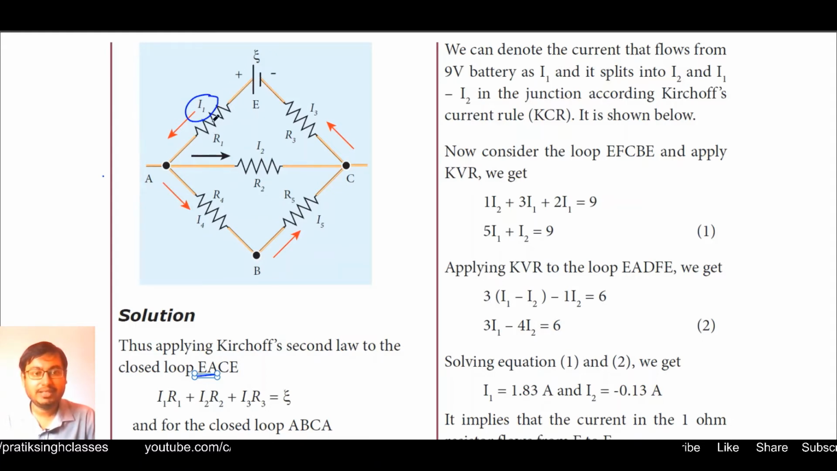So V1 is equal to I1 R1. Again from A to C, the direction of loop is from A to C, and also the direction of current is from A to C. So V2 is equal to I2 R2. And again the direction of loop is from C to A, and the direction of current is also from C to A, this way. So here V3 is equal to I3 R3. If you add all of them, V1 plus V2 plus V3, you will get the total EMF in this loop EACE, and that is I1 R1 plus I2 R2 plus I3 R3 is equal to Xi.